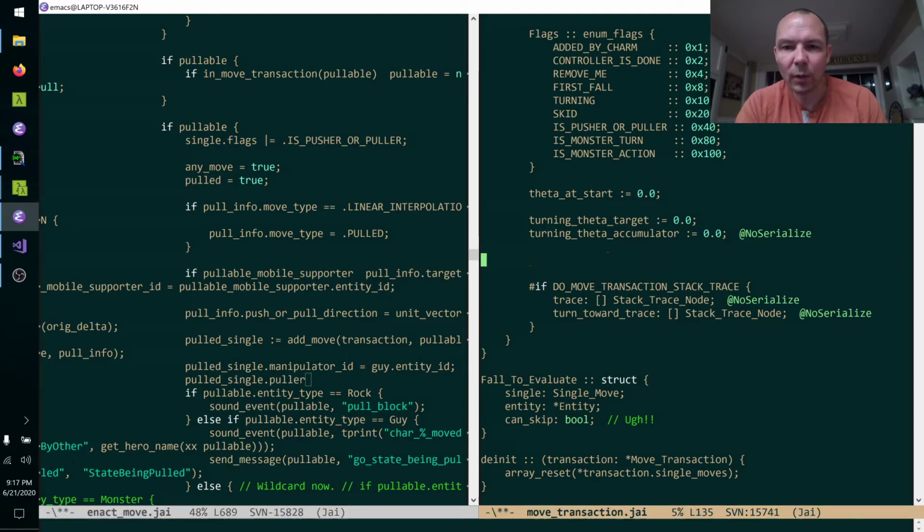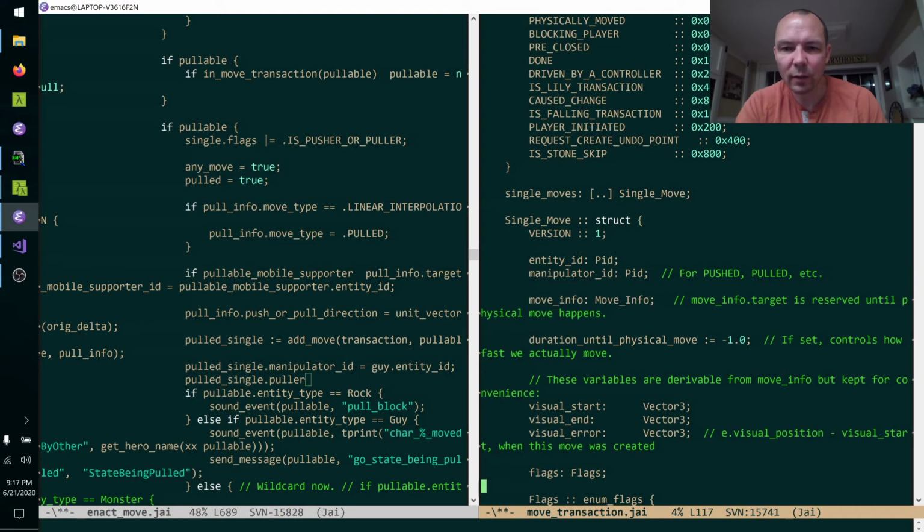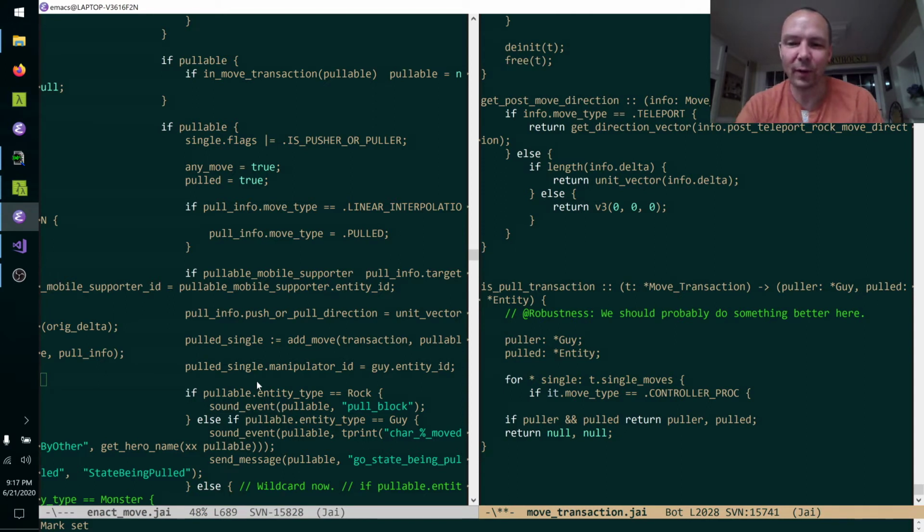Wait, we have manipulator ID. What? I was about to add, and see, this is how you know when your programming habits are consistent. I was literally typing the line that I want right below the line that I want, and not even realizing it. Okay, manipulator ID.